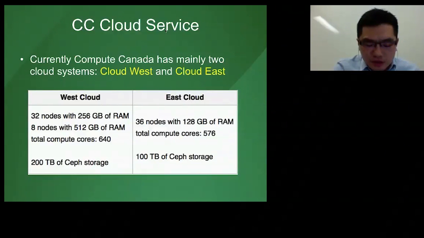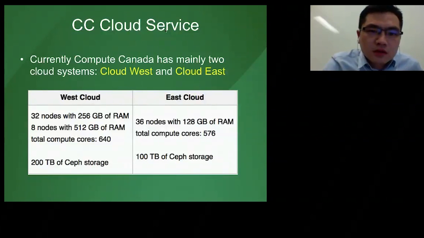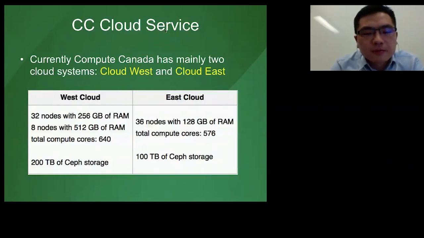So I just introduced the basic profile of Compute Canada. In the following slides, I will introduce 3 typical Compute Canada services. They are the cloud service, the own cloud storage service, and Globus Online, which is the high performance data transfer service. First is the cloud service.